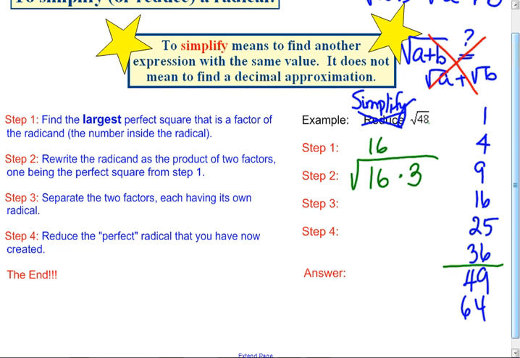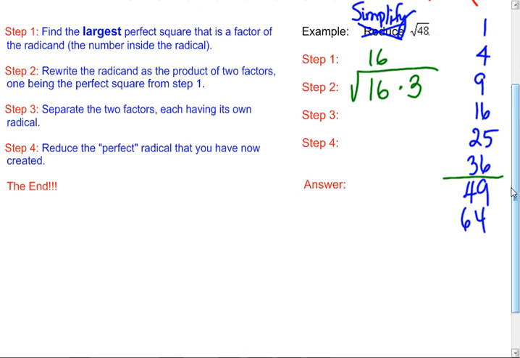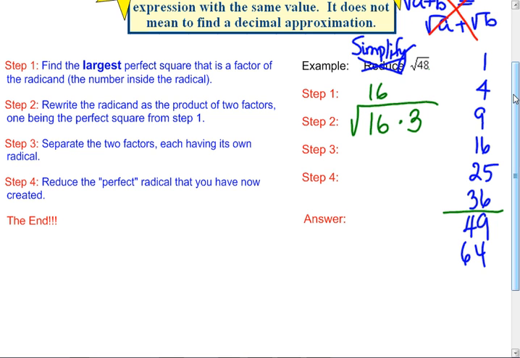Okay? Now, because of my properties of radicals, I can rewrite this as the square root of 16 times the square root of 3. Okay, guys? And what's nice about math is it tells you exactly what to do. I can't do anything with square root of 3. I don't know what that is. But I do know what the square root of 16 is. What is it? It's 4. This will be replaced by 4 square root of 3.